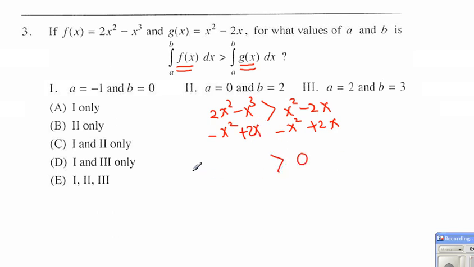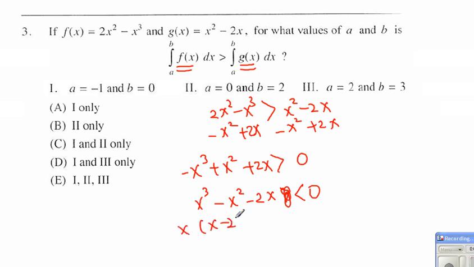This becomes 0. Here we have negative x cubed plus x squared plus 2x. Now, since we want the leading coefficient to be positive, we end up getting x cubed minus x squared minus 2x is in fact now less than 0. Now, when we factor this one out, we get x times x minus 2 times x plus 1 less than 0. Now these are three values where x equals 0, 2, and negative 1.